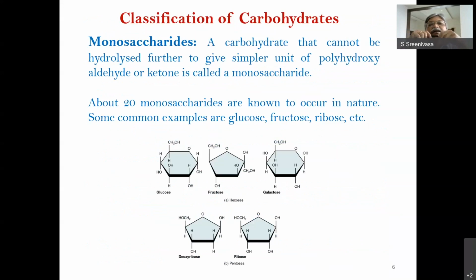As I told, when you come to the classification of carbohydrates, we have monosaccharides. These carbohydrates cannot be hydrolyzed further. They are the simpler units of any sugar molecule. About 20 different types of monosaccharides are known to occur in nature. Some common examples I have taken here. You just see the structure of these molecules: glucose, fructose, galactose, deoxyribose, ribose. These are important sugar molecules.